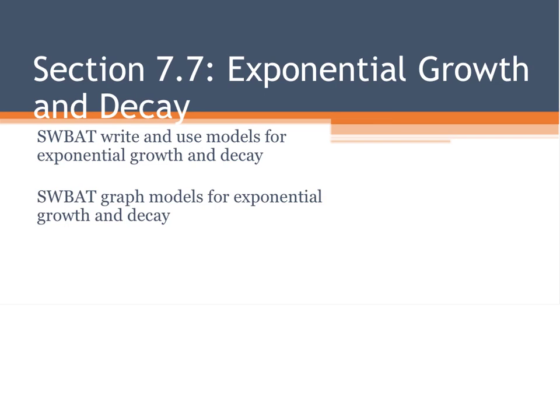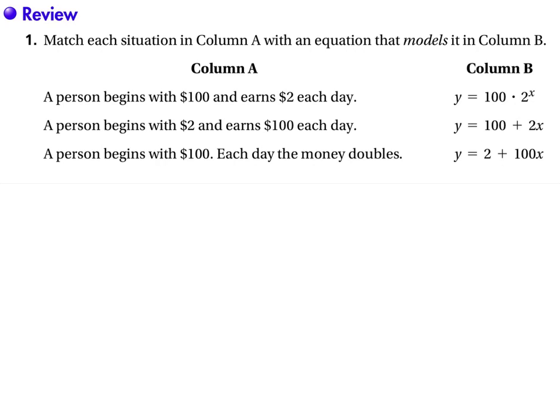Algebra 1, Chapter 7, Section 7, Exponential Growth and Decay. Let's do a quick review. Match each situation in column A with what it models in column B.